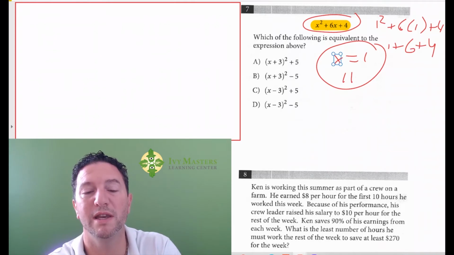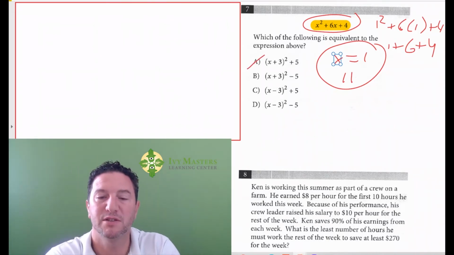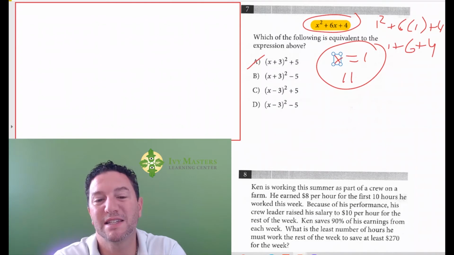If I plug 1 into answer choice A, 1 plus 3 is 4, 4 squared is 16, 16 plus 5 is 21. So you might notice that 16 minus 5 will give you 11. So it looks like B is definitely a possible candidate, but before we mark that as our correct answer, we want to investigate answer choice C and D.